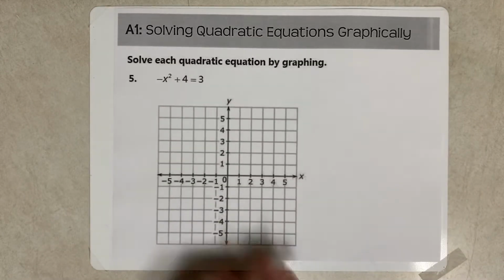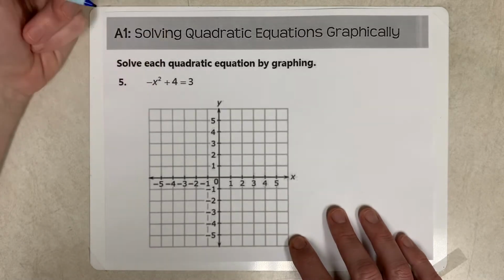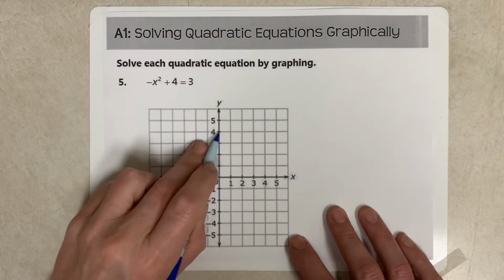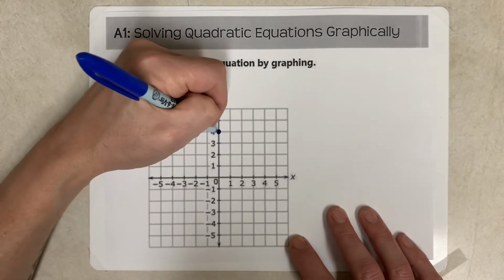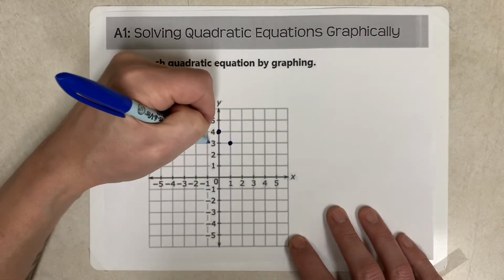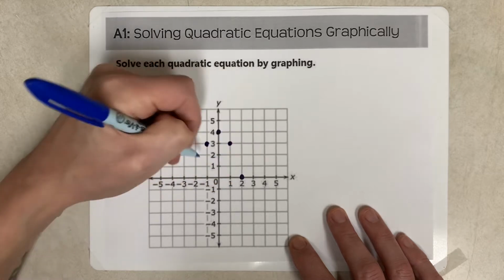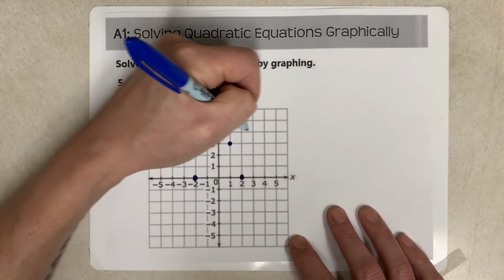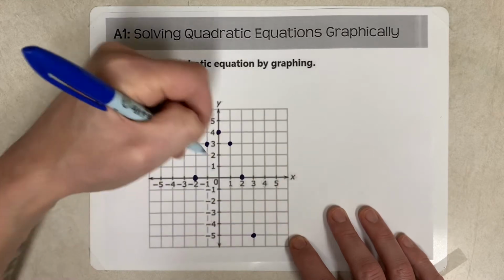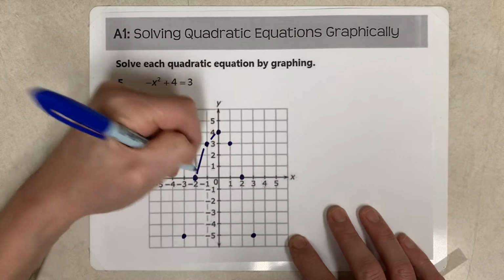All right, with this one, this time we have negative x squared plus 4 equals 3, so we're going to take our function, we're going to move it up 4 units. It does not move left or right. It does flip down, so over 1, down 1. Over 2 down, 1, 2, 3, 4. Over 3 down, 1, 2, 3, 4, 5, 6, 7, 8, 9. Okay, we smooth it out.